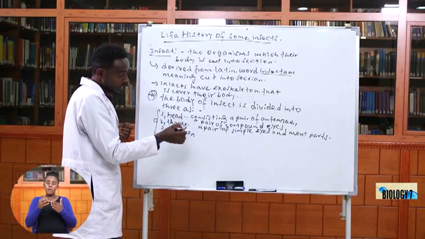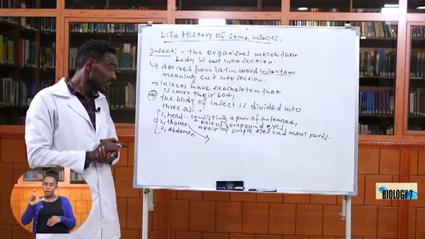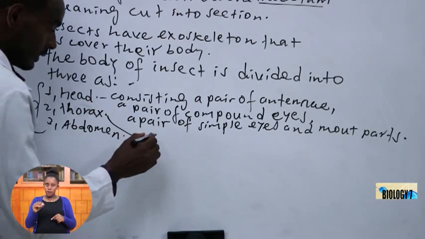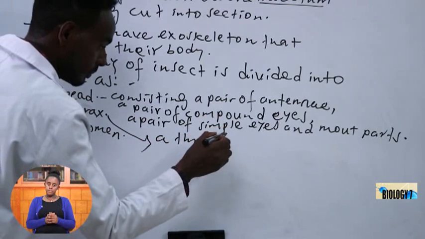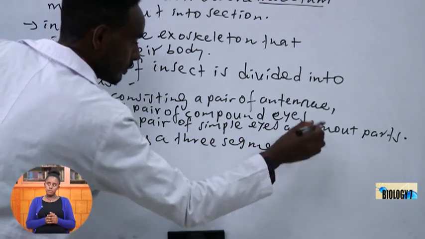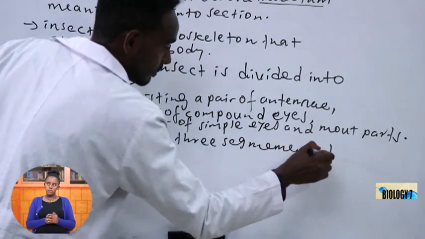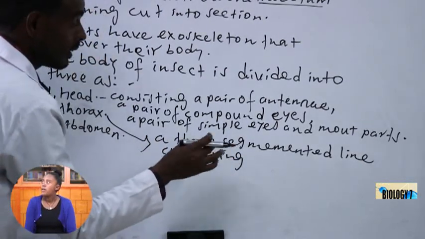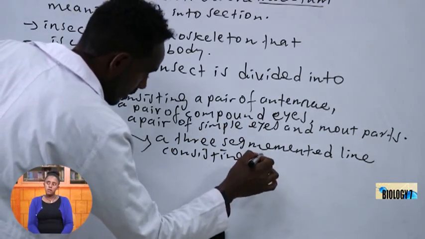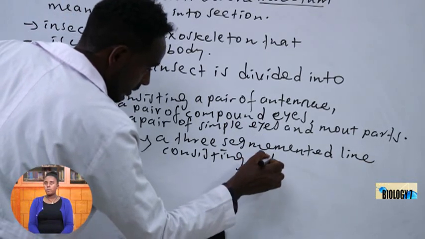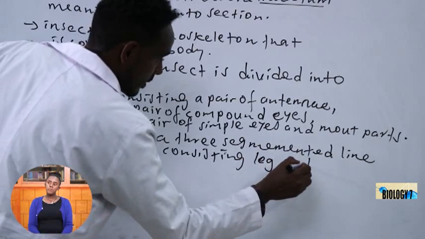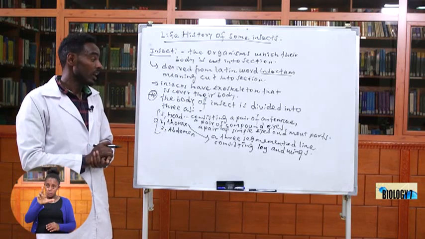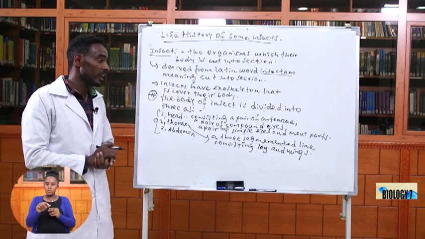a pair of simple eyes, and the mouth parts. The second part of the insect is called the thorax. The thorax is a three-segment part which consists of three pairs of legs and wings.